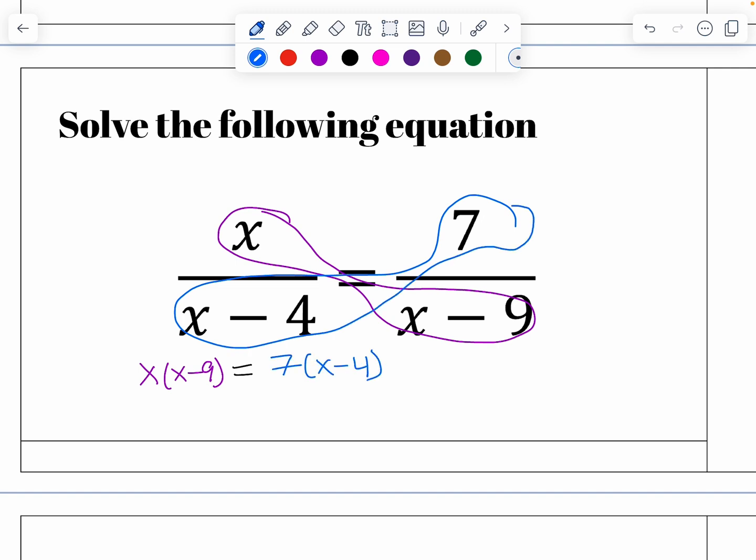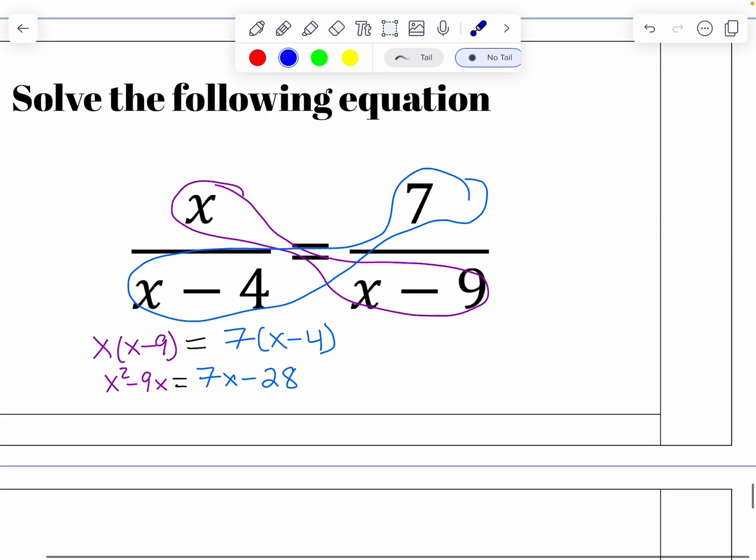And from there, I just distribute the x and distribute my 7. So I'm going to have x squared minus 9x equals 7x minus 28. Now from here, I see an x squared term, and I usually want something that has an x squared and some stuff equal to 0 so that I can do big X eventually.